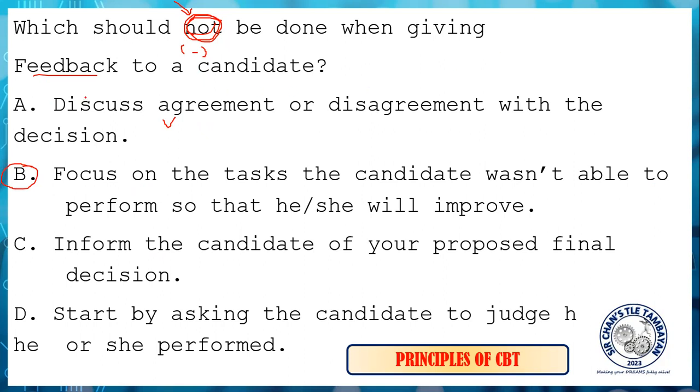Bakit? Why letter B? Talking about feedback. Kapag teachers, when you give feedback, it should be a sandwich method. Positive, negative, positive. Always use this formula in giving the feedback. Pasok na pasok dito. Positive, negative, and positive. The choice is only focusing on wasn't able. Ito is a negative. You did not focus on the positive and tinapos mo ng positive. Negative only, kumbaga. Therefore, the best answer here is letter B. Focus on the task the candidate was not able to perform. Good job.